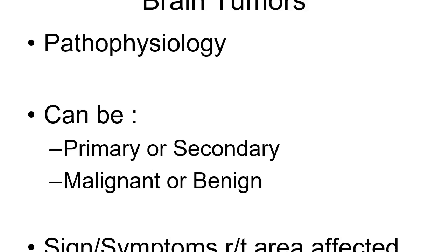We can have primary brain tumors that are originating within the brain, or secondary, which have metastasized from tumors or cancers elsewhere in the body. The specific signs and symptoms are related to the area that's affected, and you're not going to be tested on that. You're not going to be asked, if the patient has a temporal lobe tumor, what are the signs and symptoms? What neurologic deficits will they have? That's not expected knowledge for you as entry-level nurses.